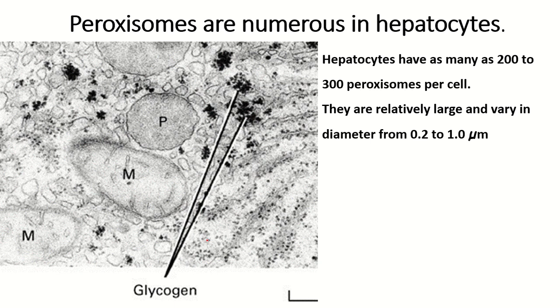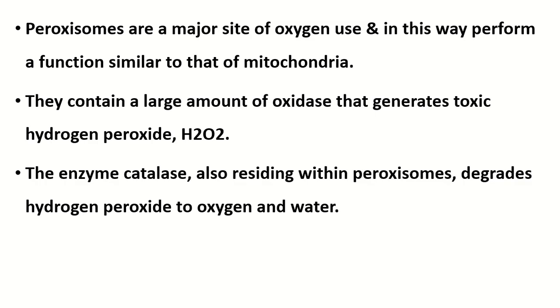The peroxisomes are numerous in the hepatocyte and their diameter is 0.2 to 1 micrometer. So this is the peroxisome. Peroxisomes are a major site of oxygen use. In this way, they perform a function similar to that of the mitochondria. They contain a large amount of oxidase that generates toxic hydrogen peroxide. The enzyme catalase, also residing within the peroxisome, degrades hydrogen peroxide to oxygen and water.